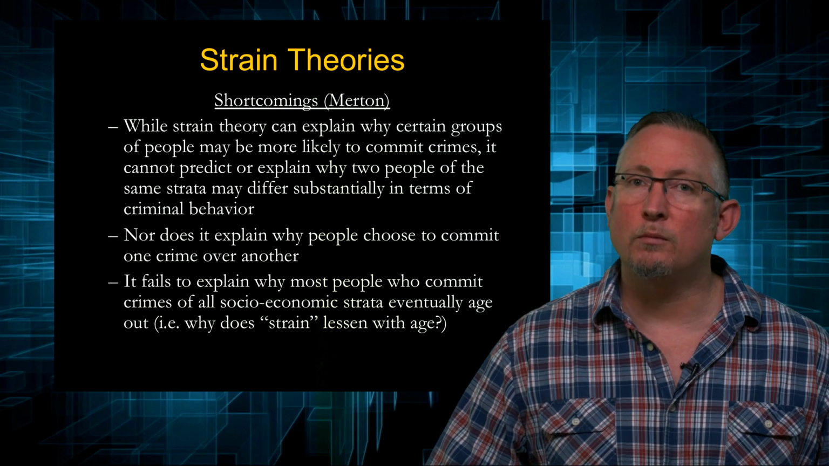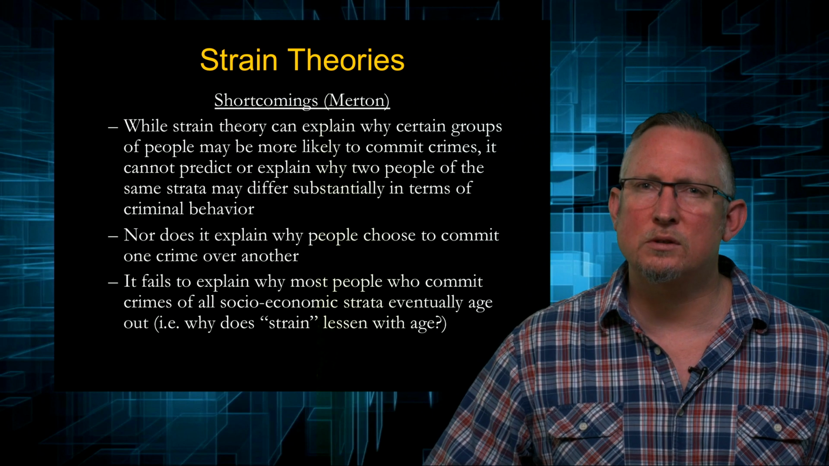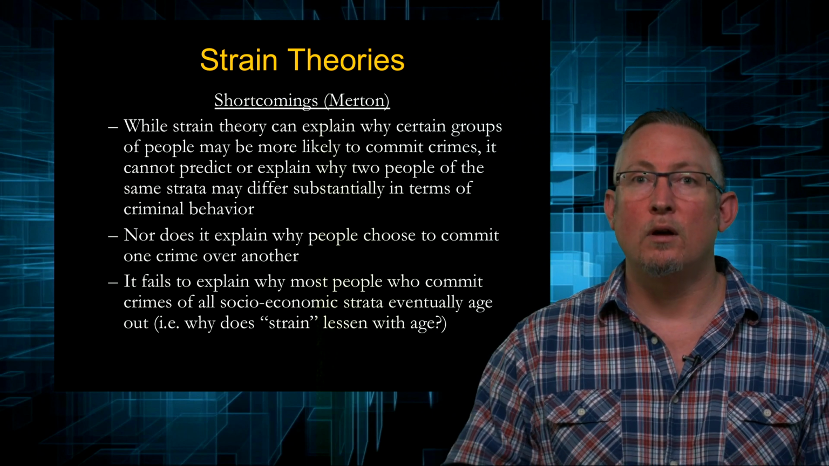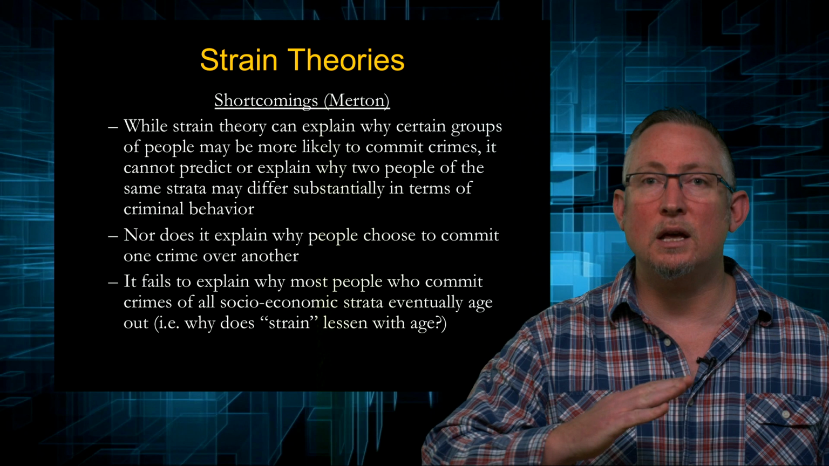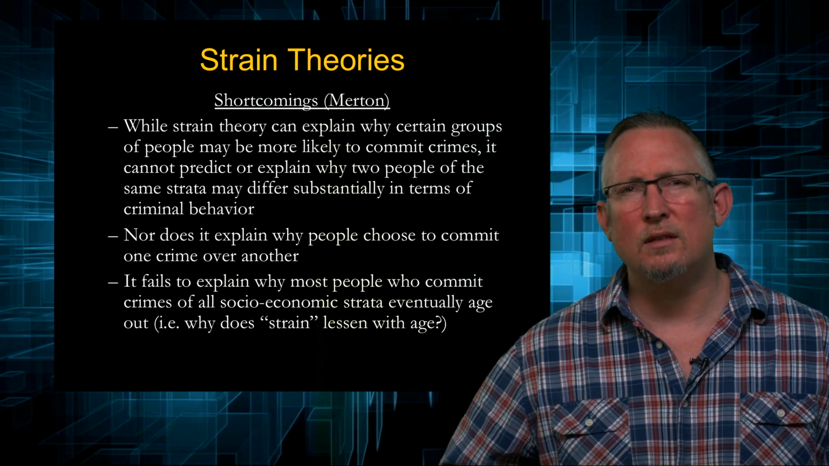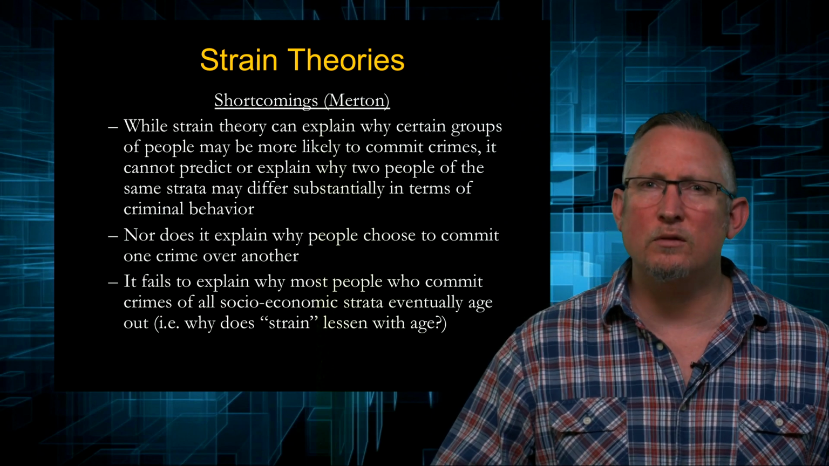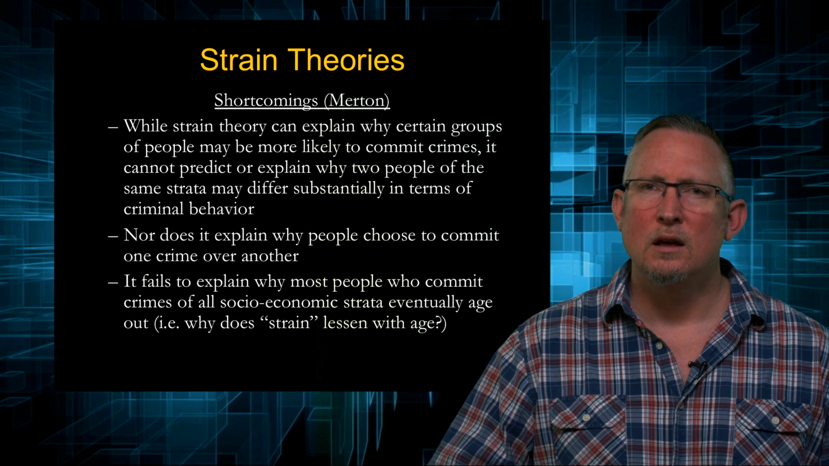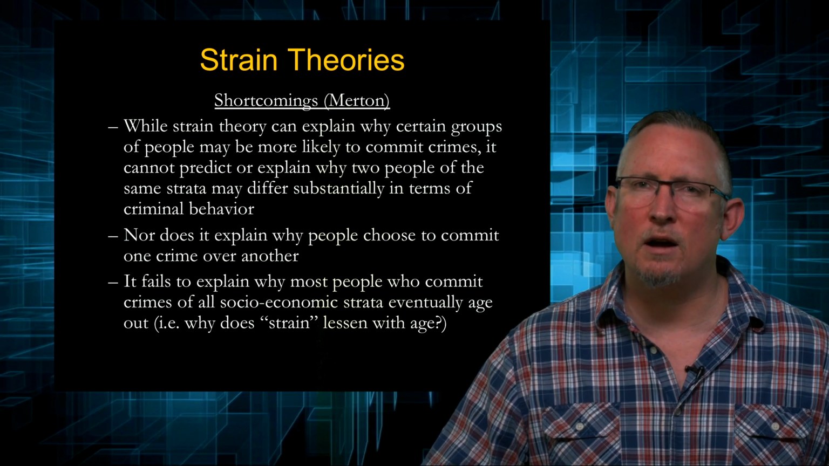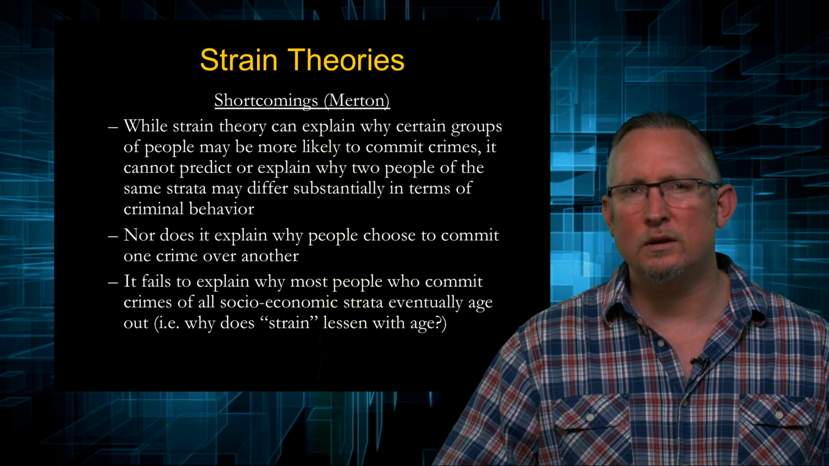This is a big problem for strain theory, because generally speaking, in industrial society, the strain of adulthood continues to increase in your 20s, 30s, right? You have a mortgage, more debt, other things such as this. But we see that the pattern of criminality doesn't follow this, right? It generally peaks, as we've seen in the age-crime curve, in the late teens and early 20s, and begins to go the other way by the mid-20s.